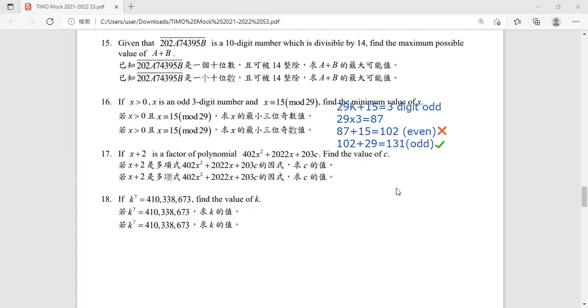Okay, any question? Any question on this one? It's just that simple.